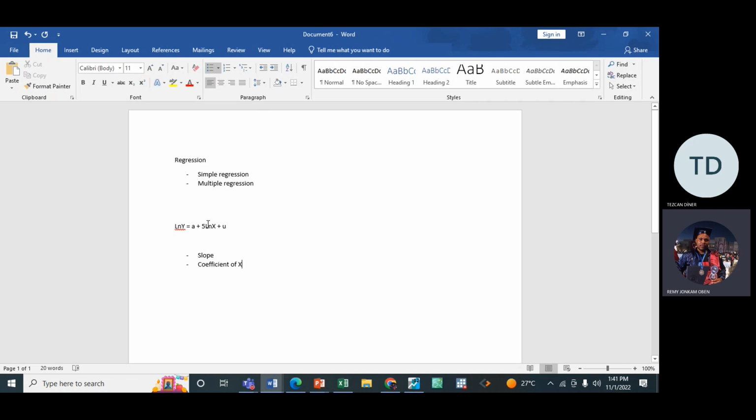Just one variable. Now, why are we doing all these things? Why are we doing all this regression? These things are applicable in real life. They use them in real life. So today I'm going to show you an example of how it can be used in real life.